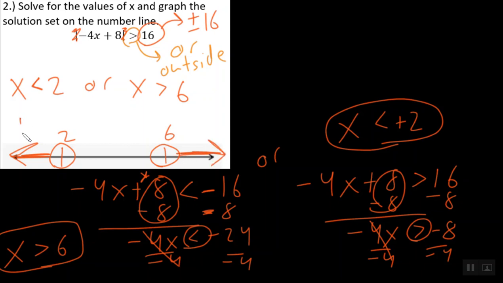And so some examples of solutions could be, I don't know, negative 10. That would be a solution. Over here, we could say something like 18. That is a solution. But if we wanted some non-solutions, we could look at positive 2, we could look at positive 6, or literally anything in between, like 3 would be not a solution, or even 4.